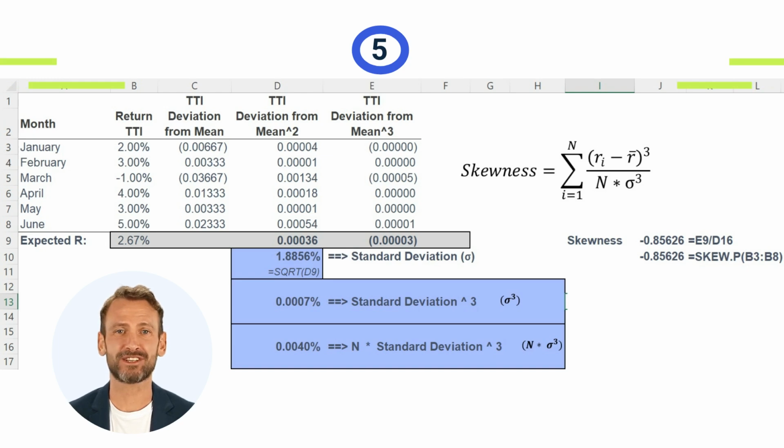Finally, we just need to divide the sum of the deviations raised to the third power, which is 0.00003, by the denominator of 0.004%. The result is negative 0.86, which is the skewness. One last reminder is that you can verify your calculations by using the SKEW.P command.